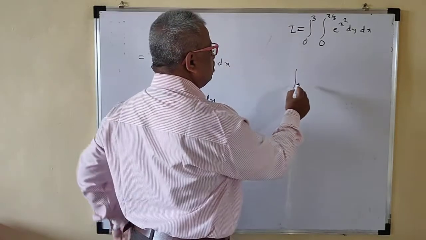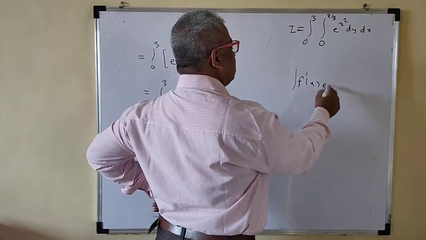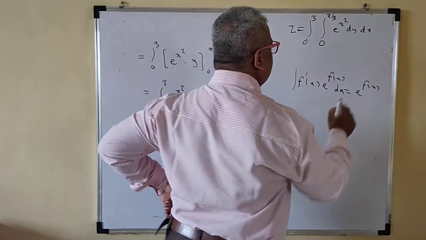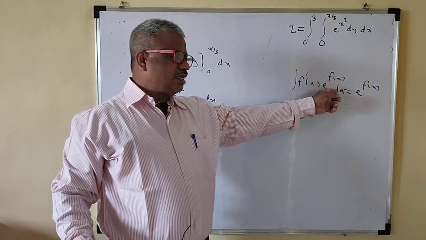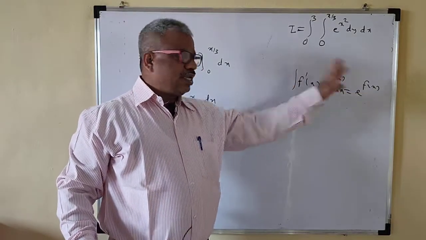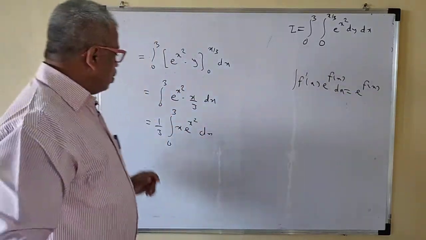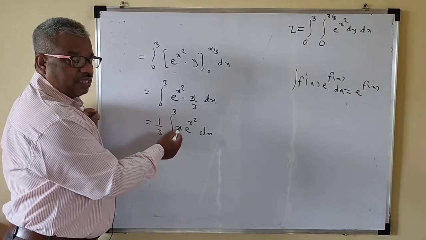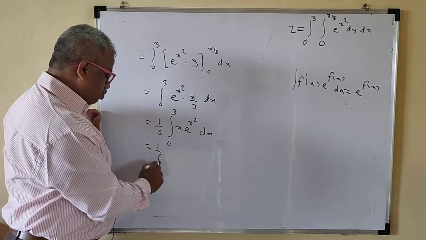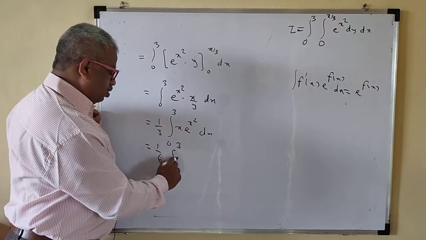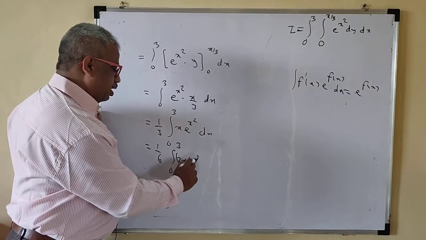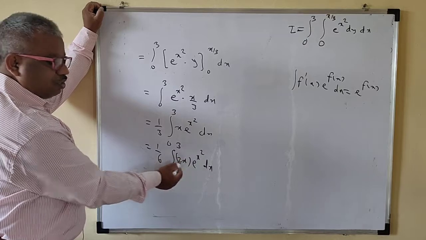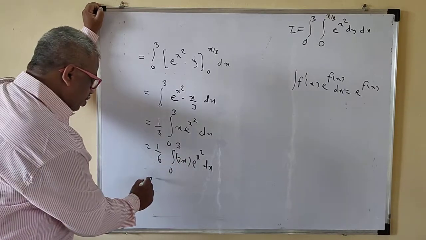Now see, you know that this will apply: integral of f dash x e to the power f of x is equal to e raised to f of x. So if you have a function like f dash x e to the power f of x dx, then your integration is just e to the power f of x. Here e raised to x square is there, and the derivative of x square is twice x. The 2 is not there, we will manage this 2. We will write 1 by 6, 0 to 3, twice x e raised to x square dx. Now this is of the form e raised to f of x into f dash x.